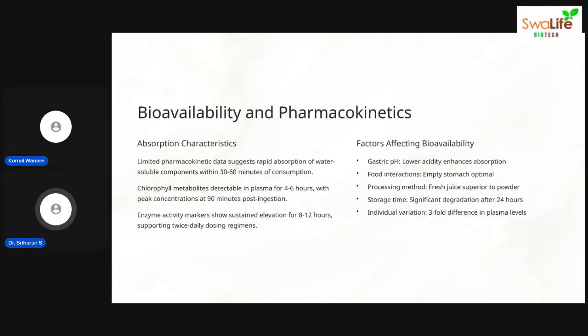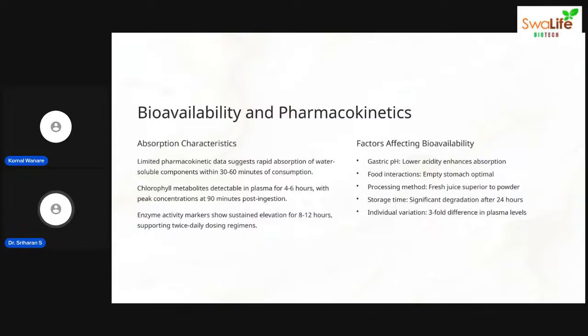So enzyme activity elevation is in 8 to 12 hours. Alone, we are giving the dose in a two-times manner. It means the elevation level lasts up to 8 to 12 hours. The elevation is nothing but the half-life period, so 8 to 12 hours. So these are the absorption characteristics and the factors affecting bioavailability.